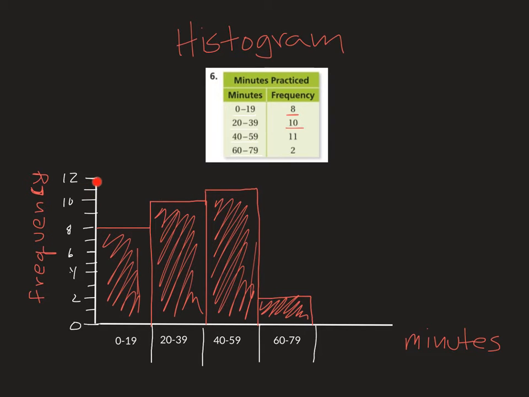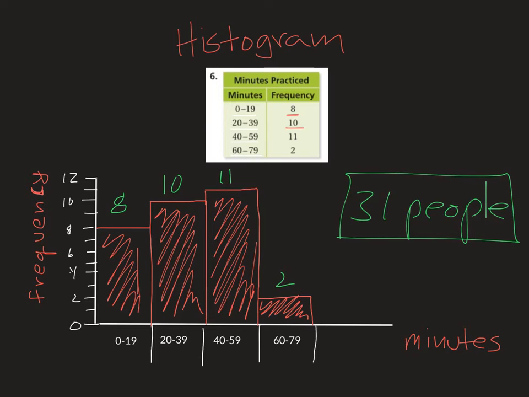I would go halfway between 10 and 12. And then lastly, 60 to 79 had just 2 people. And this, we could tell how many people in total practice by just adding up the numbers. If we have 8 here, 10, 11, and 2, well, that's going to give us 31 right there. So we know that 31 people participated in this, okay? And that's one of the things that a histogram can help us figure out.